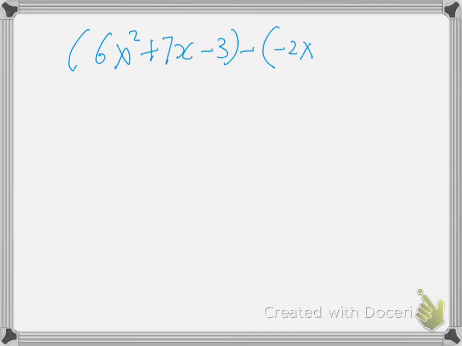Now let's look at addition and subtraction of polynomials. I will write down a degree 2 polynomial minus a degree 2 polynomial. 6x squared plus 7x minus 3 minus -2x squared plus 4x minus 5.